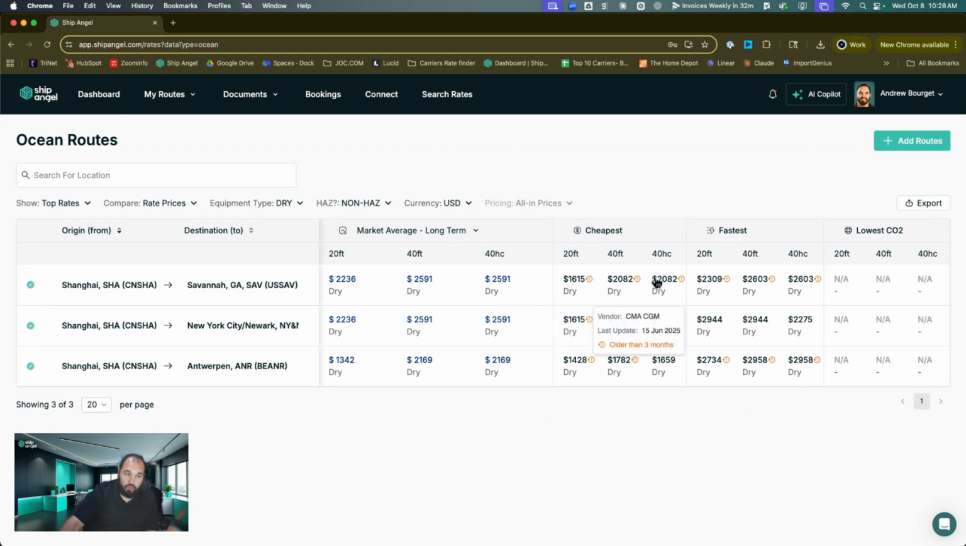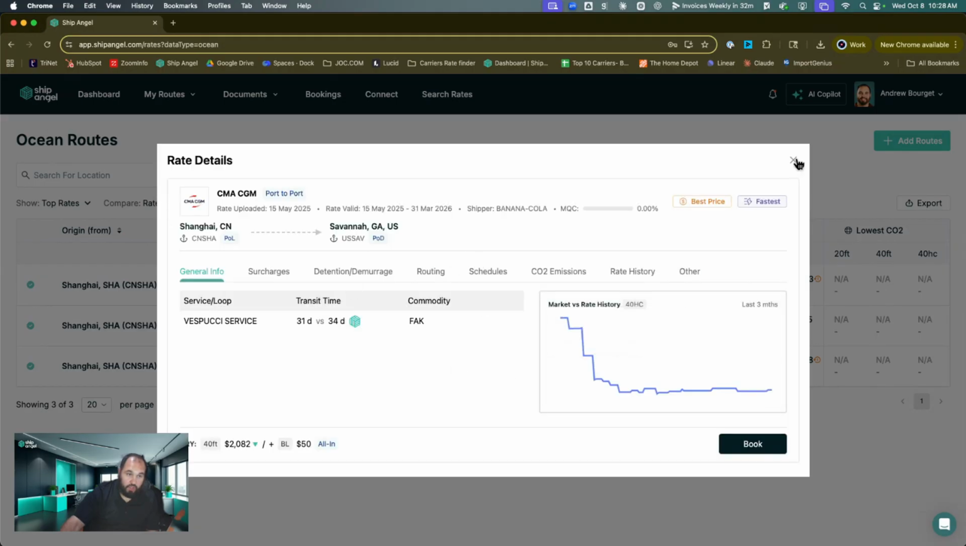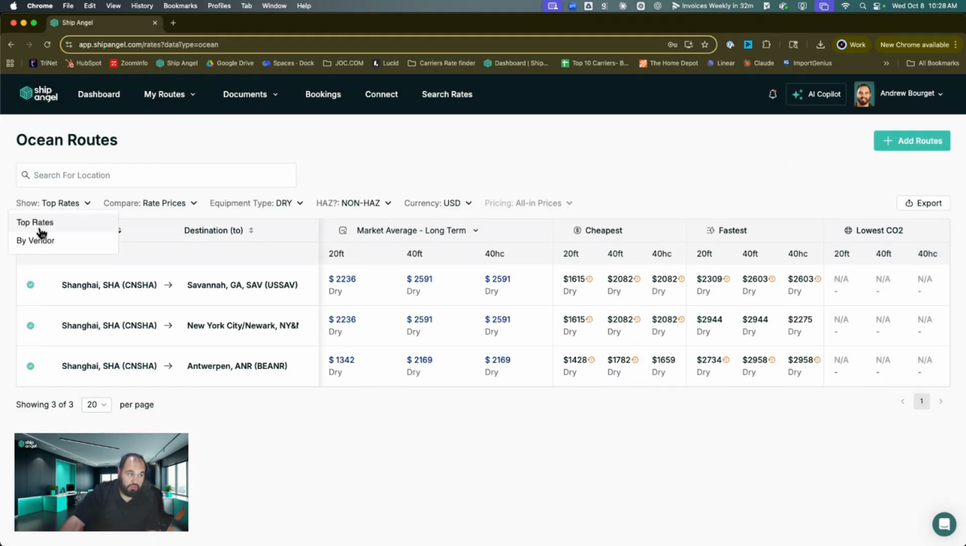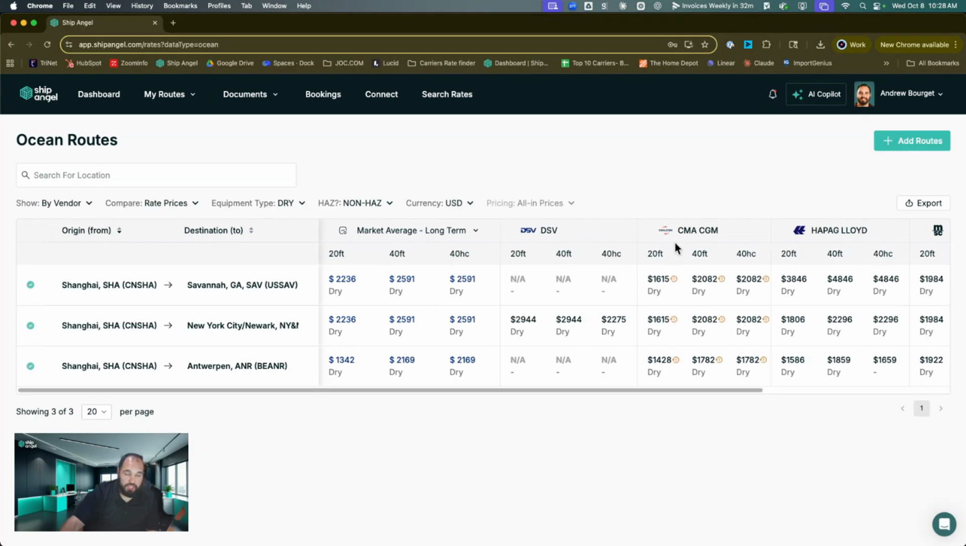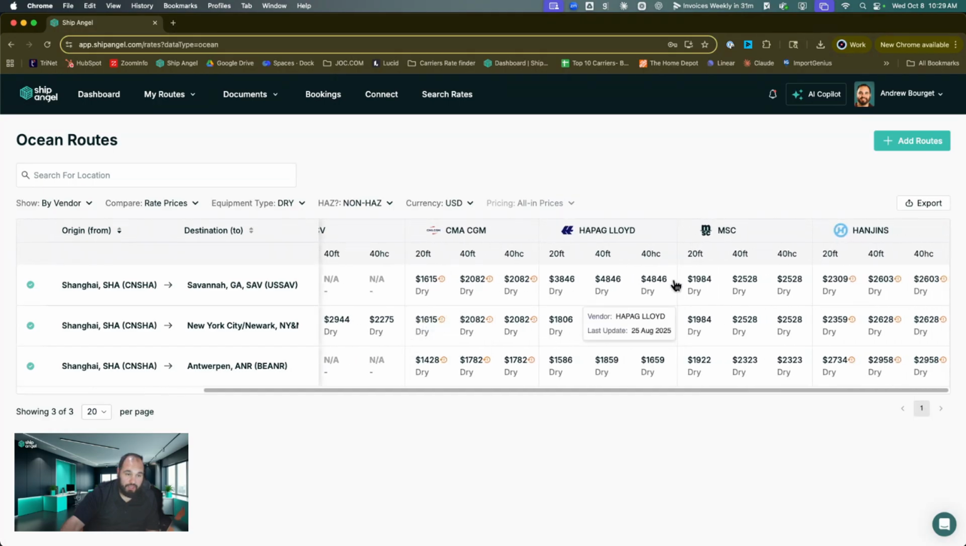Who are my rates with on these various lanes? I have some CMA rates. I can click on this. I can get more information about the rate when I click on it. Or I can also view all of my vendors on a particular lane. And so now I can see Shanghai to Savannah, for example. I now know I have rates with CMA, Hapag, MSC, and we have a hypothetical rate with Hanjin.